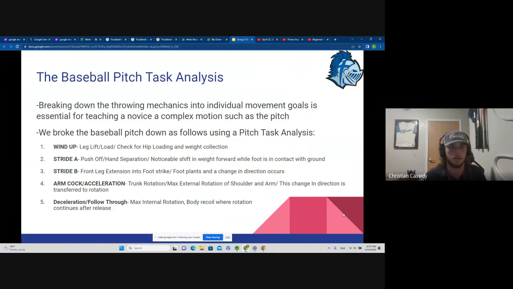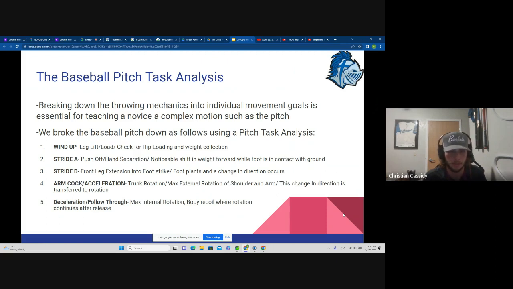Breaking down the throwing mechanics into individual movement goals is essential for teaching a novice a complex motion such as a pitch. So we broke ours down into the windup, which included a leg lift, load. We would look for hip loading and weight collection. Then stride A, stride B, which is kind of a two-step stride portion. So we had push off with hand separation. So you see a noticeable shift forward in the weight while the foot is still in contact with the rubber or the ground.